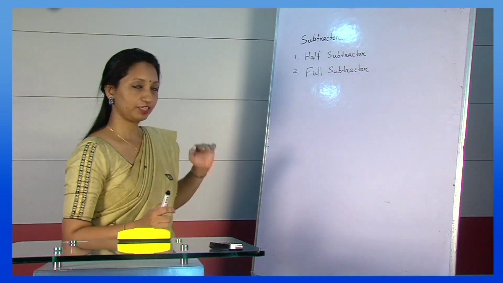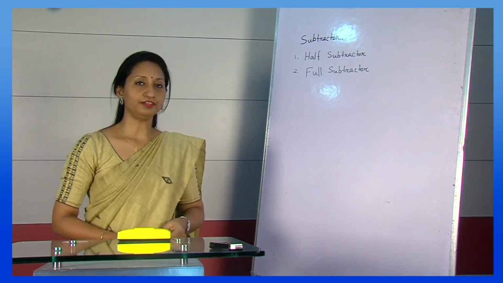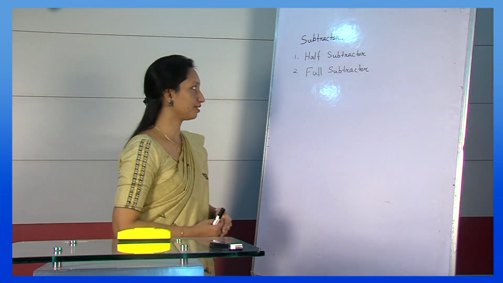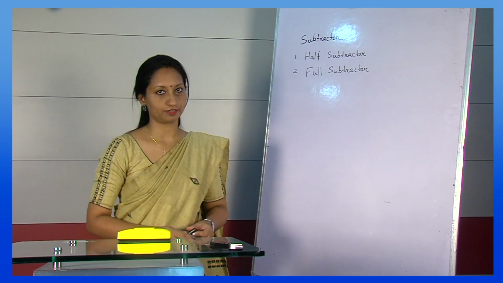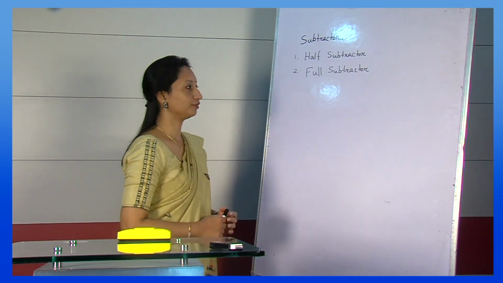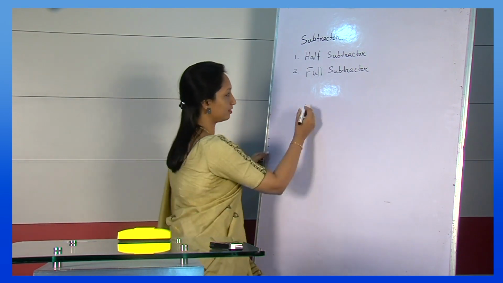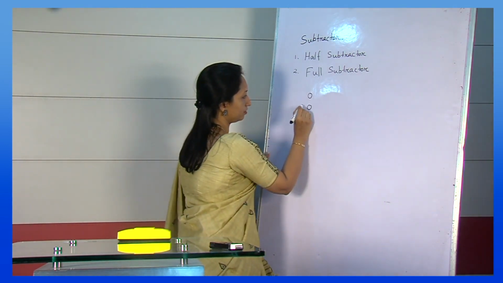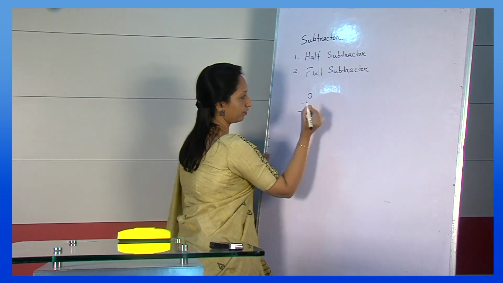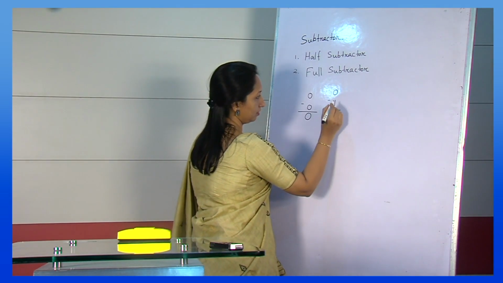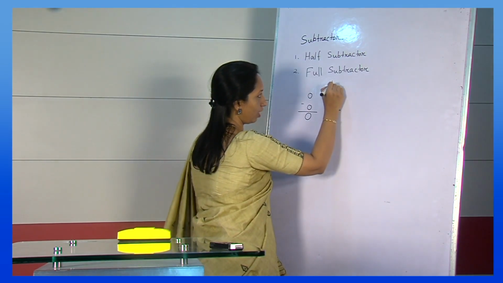So the subtractor, similar to the adder, is also classified into two types. One is the half subtractor and the other is the full subtractor. Now let us first discuss the half subtractor. We know the rules of binary subtraction: 0 minus 0 is 0. Then 0 minus 1 is 1, that means 1 borrow.